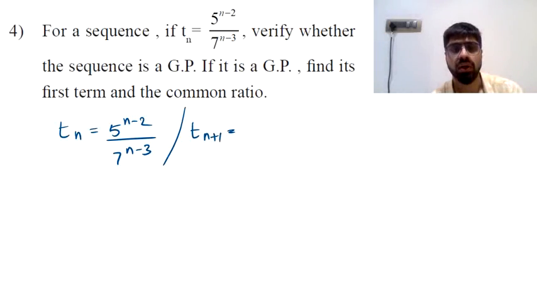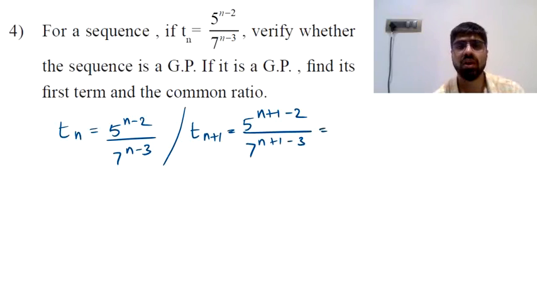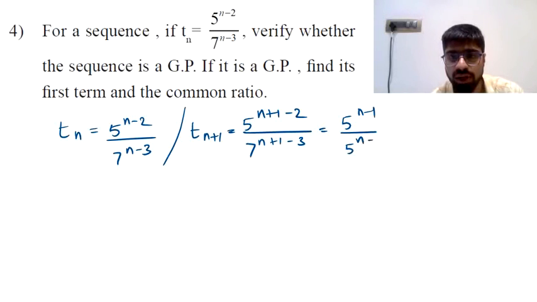So Tn plus 1, all that you need to do is replace n with n plus 1. n is replaced with n plus 1 on the left hand side, so on the right hand side also you will replace n with n plus 1. So this will be 5 power n plus 1 minus 2 divided by 7 power n plus 1 minus 3. So this becomes 5 power n minus 1 upon 7 power n minus 2.